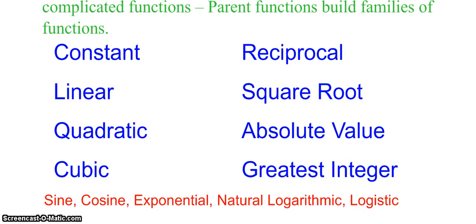So, to start, we have 8 parent functions that you will be responsible for. Those are the ones listed in blue. A lot of these you've seen. You might not realize that they were called parent functions, but they have a general shape about them that is important and can be stretched or reflected, altered in some way. The ones listed in red, sine, cosine, exponential, natural logarithmic, and the logistic curve, are parent functions as well, and you will use those later in the course. But for right now, you are responsible for the 8 that are listed in blue.